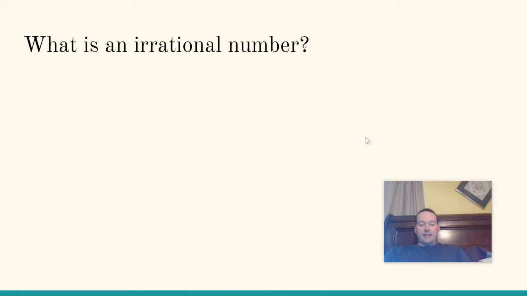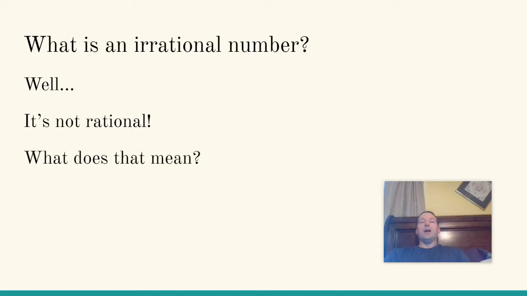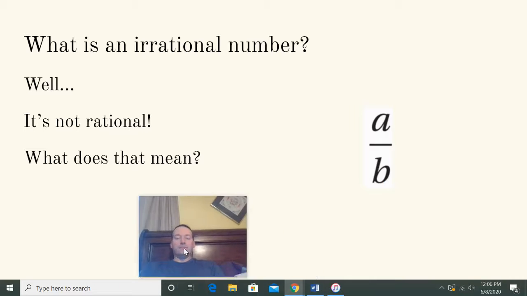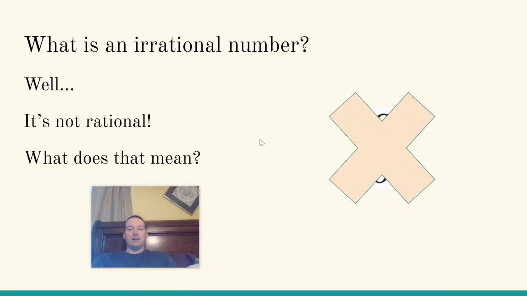Okay. So what is an irrational number? Well, it's not rational. Didn't really help, did it? Okay, let's really try what it is. So what does that all mean? Well, if you remember from last class, we said a rational number is any number that you can write as a fraction, as an integer over an integer. And obviously, your denominator cannot be 0. Well, an irrational number cannot be written as a fraction of an integer over an integer.